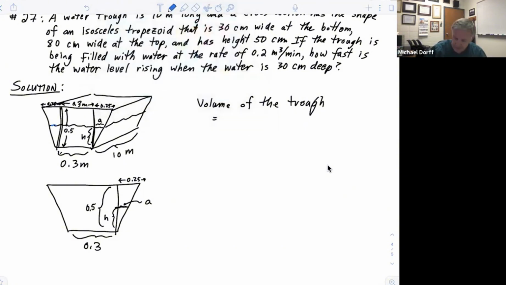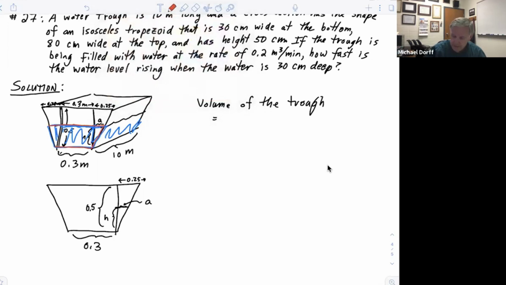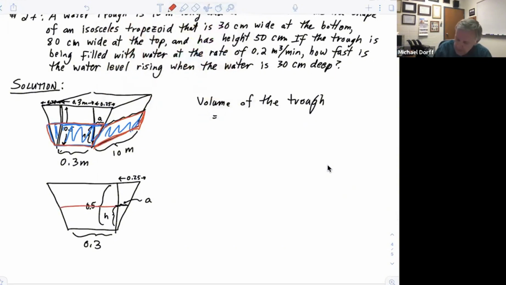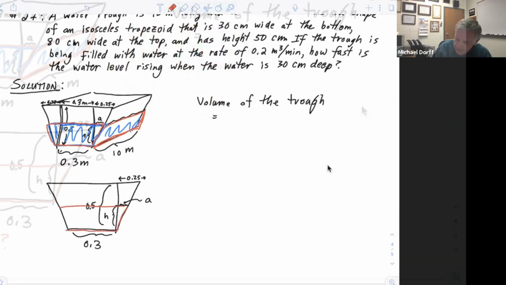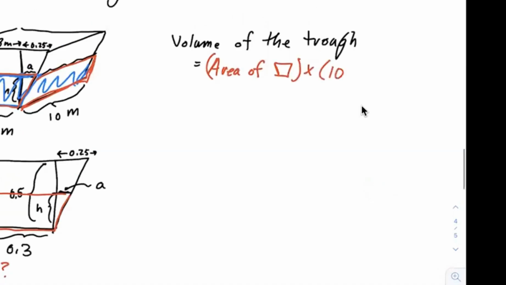So it gives me a chance to use blue here. If that's the water there, it's going to be the area of this blue part, and let me use a different color now, we'll use red. It's going to be the area of that trapezoid times this length of 10. So what I need to know on this initial diagram is what that area is. The volume of the trough is going to be the area of the trapezoid down there times 10 meters that it's long.